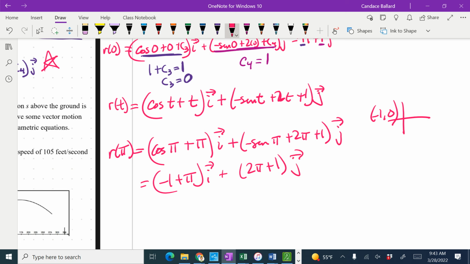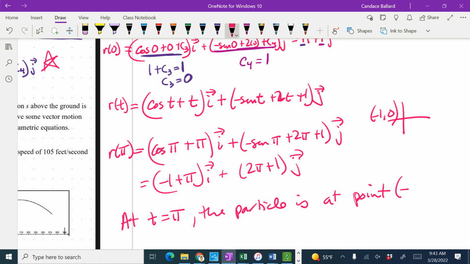And then it doesn't hurt to conclude with a sentence. So at t equals pi, the particle is at point negative 1 plus pi, comma, 2 pi plus 1.